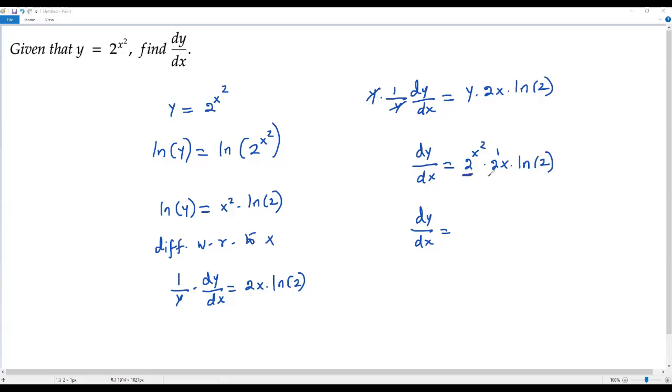So here we multiply two terms with the same base 2. Whenever we multiply two terms with the same base, we can keep the base as it is and add the exponents using the product rule of exponents. When I add the exponents, I'm getting x square plus 1, and here we have 2 to the power of x square plus 1 times x times ln 2. So this is the result of dy over dx for the given function.